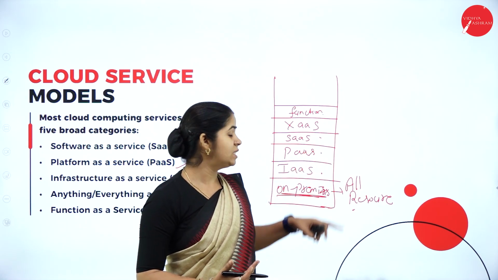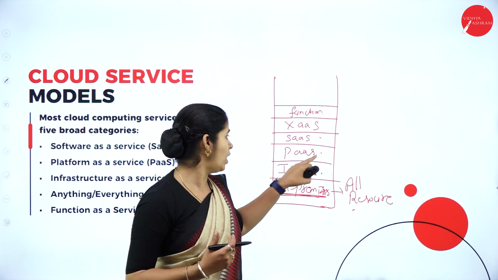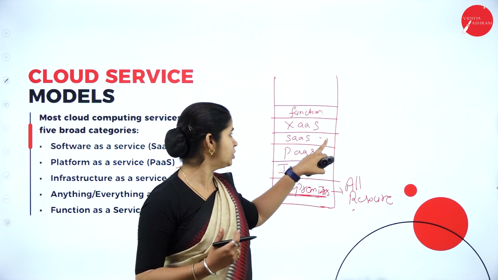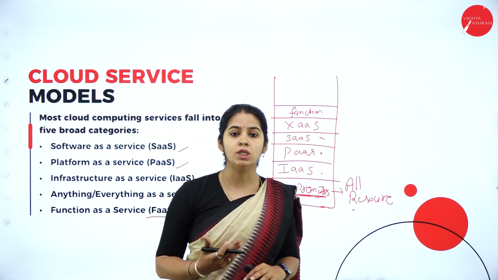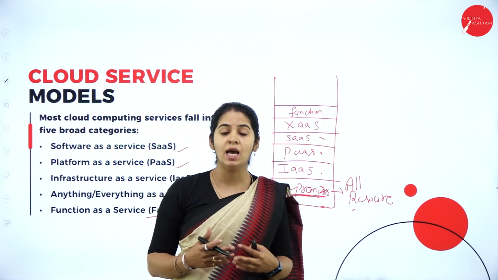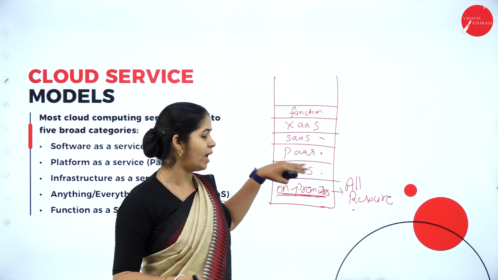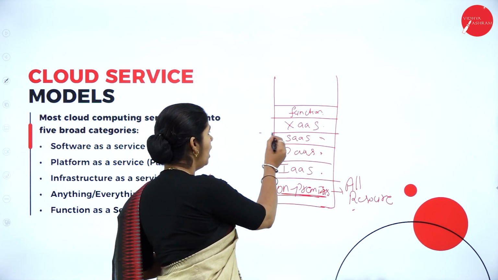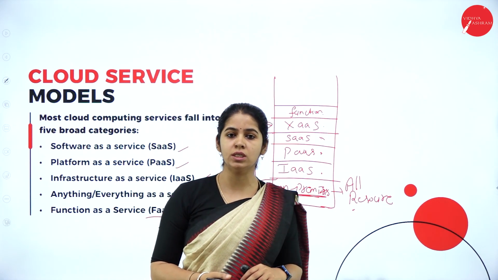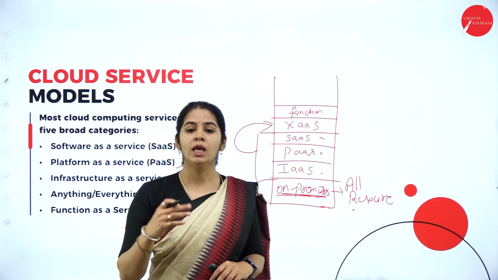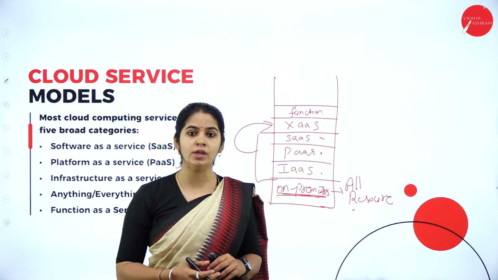Then what we have? SaaS, software as a service. Here already in the past we have developed the application. That application we are using in terms of software. That is called as software as a service. Then anything and everything as a service, including infrastructure, PaaS, SaaS, all put together and provided as a service. And function as a service, only we are providing some inbuilt functions for developing the apps. That is called as function as a service.